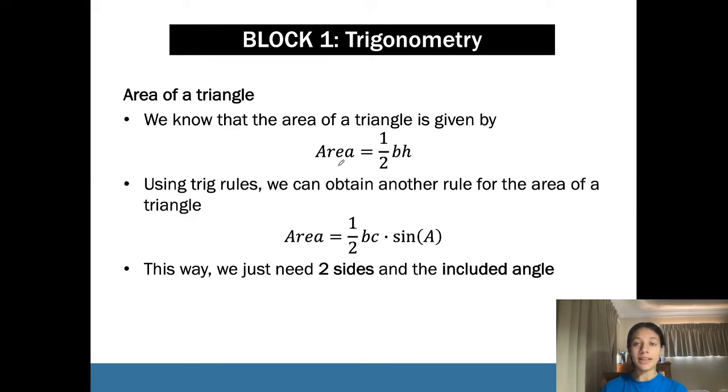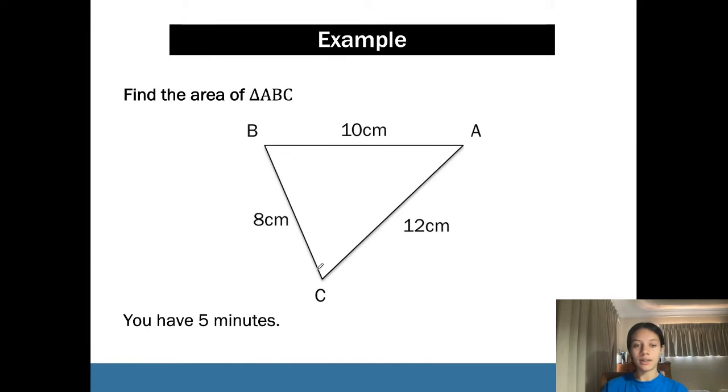Alright, next bit with trig. We have our area of a triangle, so we know that area can be given like so. And using trig rules, we can obtain another rule for the area of a triangle where we have area equals half bc sine A. So we need two sides and the included angle. If we have this side and this angle, we can figure out the area of the triangle.